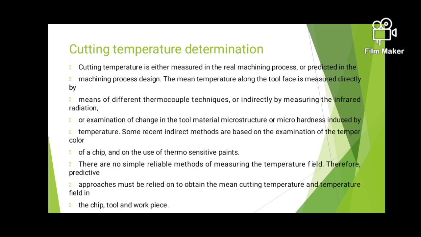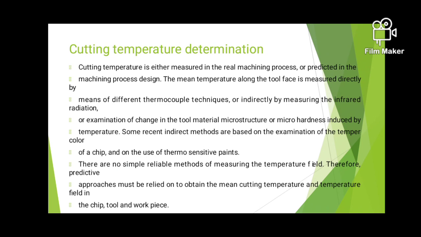Cutting temperature determination. Cutting temperature is either measured in the real machining process or predicted in the machining process design. The mean temperature along the tool face is measured directly by means of different thermocouple techniques or indirectly by measuring the infrared radiation or examination of change in the tool material microstructure or micro hardness induced by the temperature.